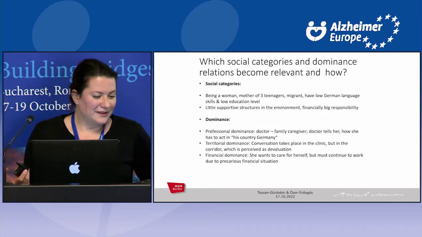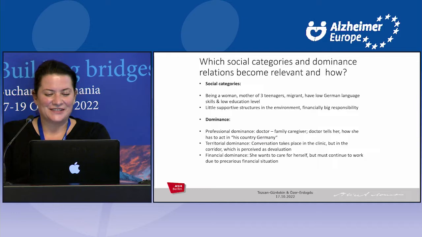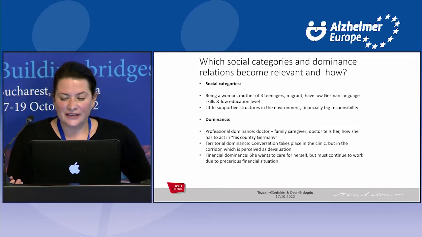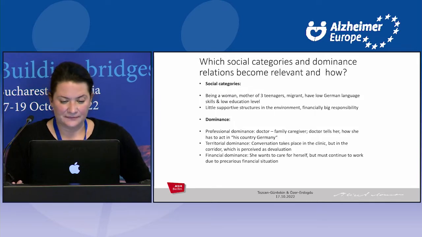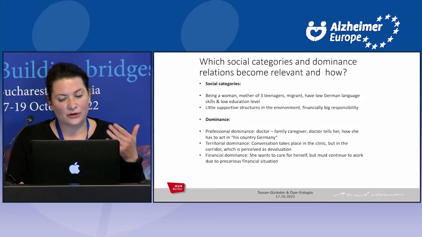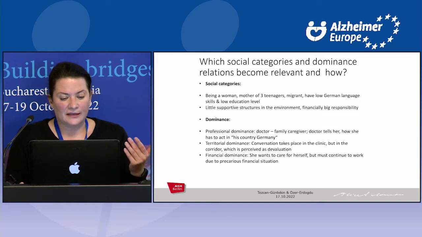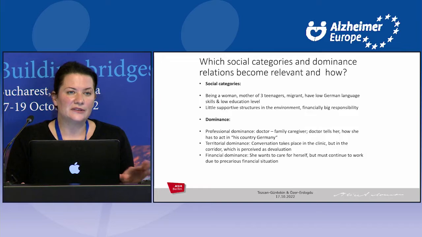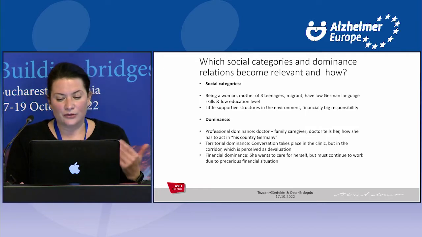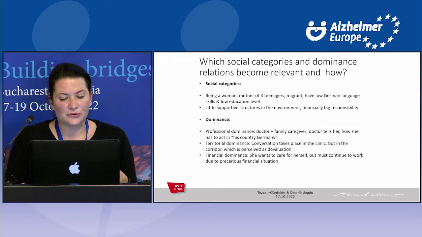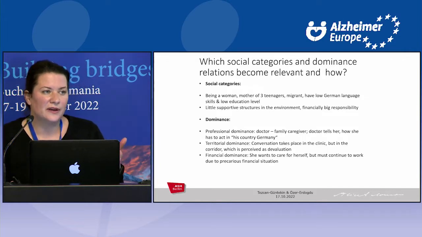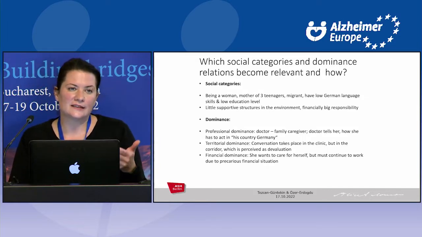She has got little supportive structures in the environment and financially big responsibility. If we look at the dominance structures, then we see the professional dominance between doctor and the family caregiver. There is an asymmetry. The doctor tells her how she has to act in his country, Germany. And that's the part where you can see this exclusion very well.